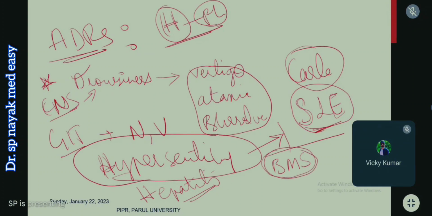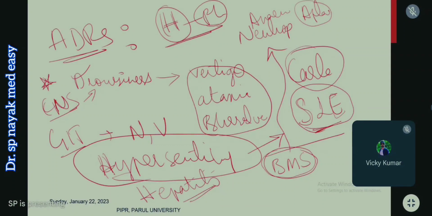Due to bone marrow suppression, what will happen? It will cause neutropenia. It will cause anemia. Especially the anemia caused by bone marrow suppression is aplastic anemia. If someone gets anemia because of bone marrow suppression, it is called aplastic anemia. Aplastic anemia can be seen with chloramphenicol. It can be seen with all immunosuppressive drugs. It can be seen with carbamazepine. It can be seen with phenytoin.